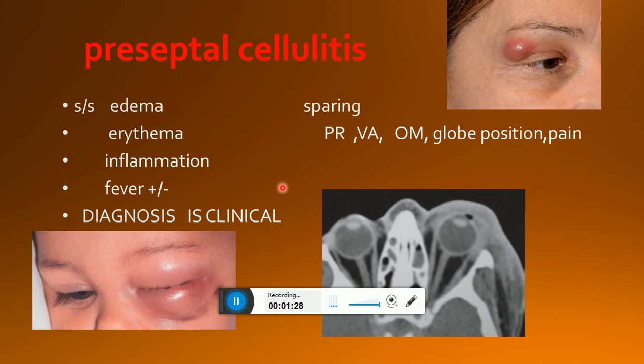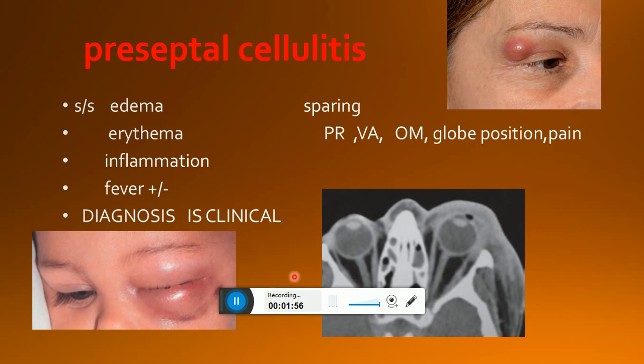Preseptal cellulitis manifests with a swollen and often firm, tender, red eyelid that may be very severe. However, in contrast to orbital cellulitis, there is no proptosis and there is no chemosis, and also the visual acuity, pupillary reaction, and ocular motility are unimpaired. The patient is often pyrexial.